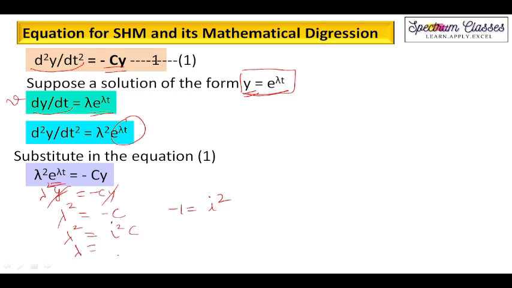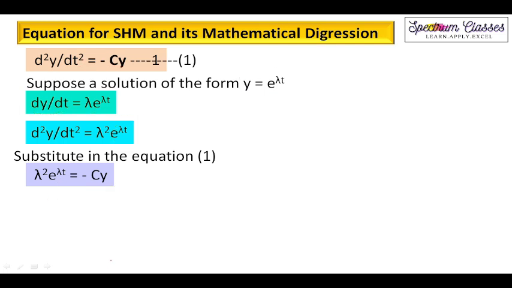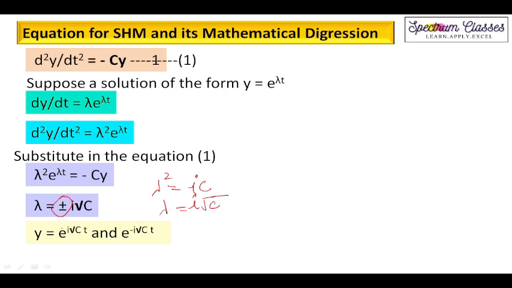So lambda is equal to i under root c. This is what we get for this lambda. I am just going to show you here, there will be a plus minus sign. So if we put the value in this equation, e power y is equal to e power lambda t, where lambda is plus minus iota under root c. So we are having two values for this y: one with plus and one with minus.